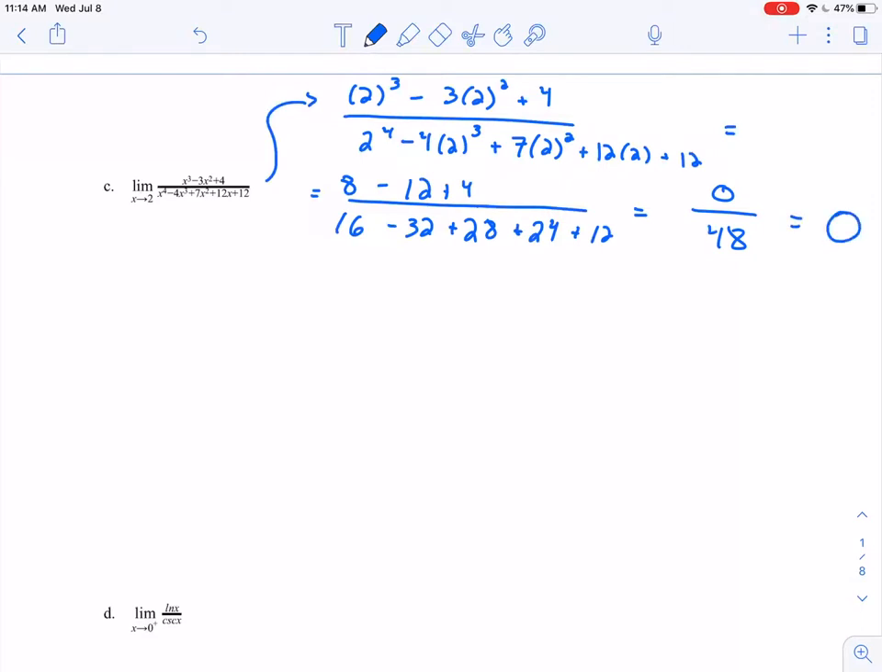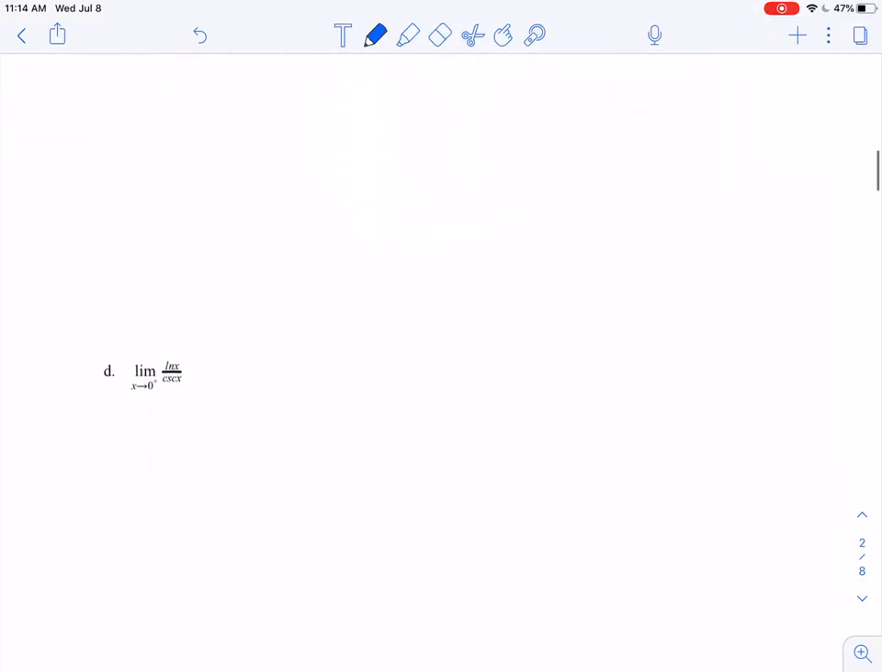So please make sure that you're checking this. If you had gone to take the derivative of the numerator and the derivative of the denominator right away, you would have gotten the wrong answer. So just make sure that you are showing that you end up with indeterminate form first when you try to evaluate that limit. Let's look at one more example here.